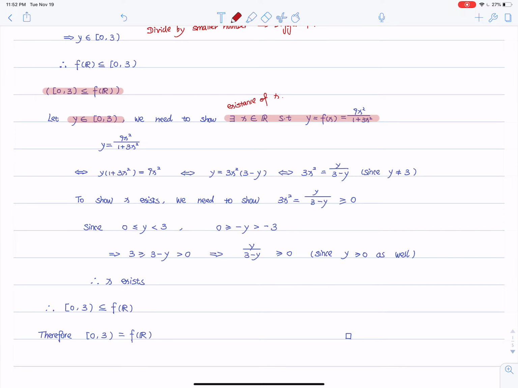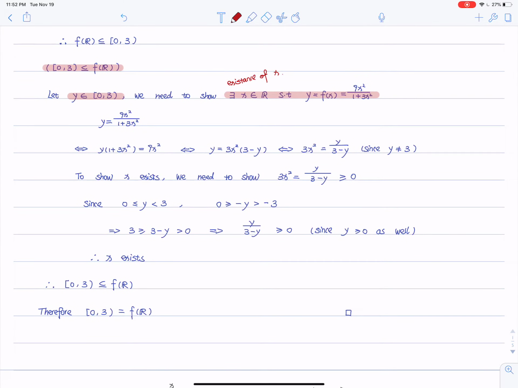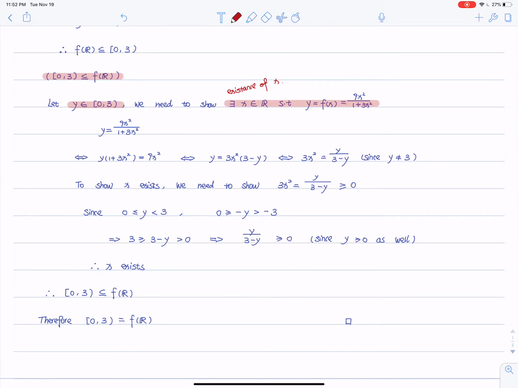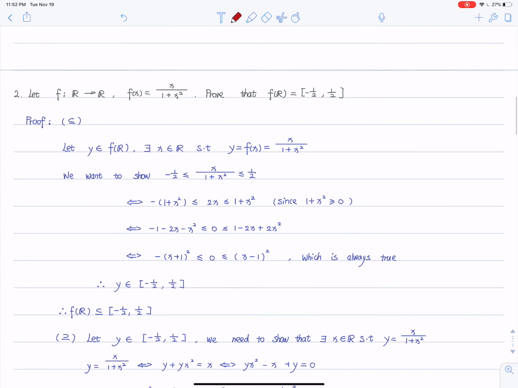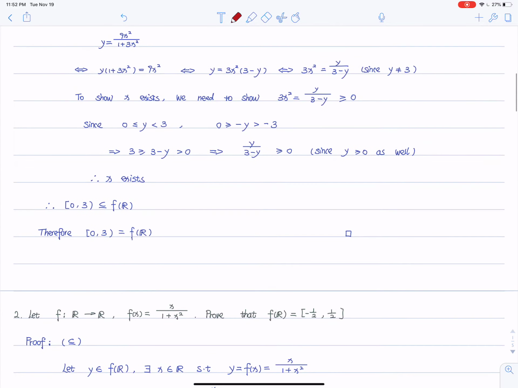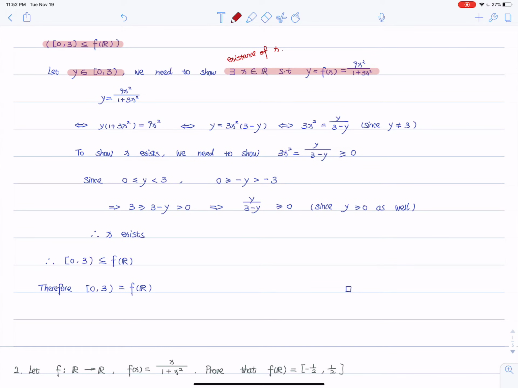So to show this, there are two different ways. I used the inequality way here. But the other way, probably everyone learned it from lecture, using the quadratic formula. I used that other way to prove the second question, so we'll see that as well. But I want to show you this way as well, okay? So we need to show the existence of x.